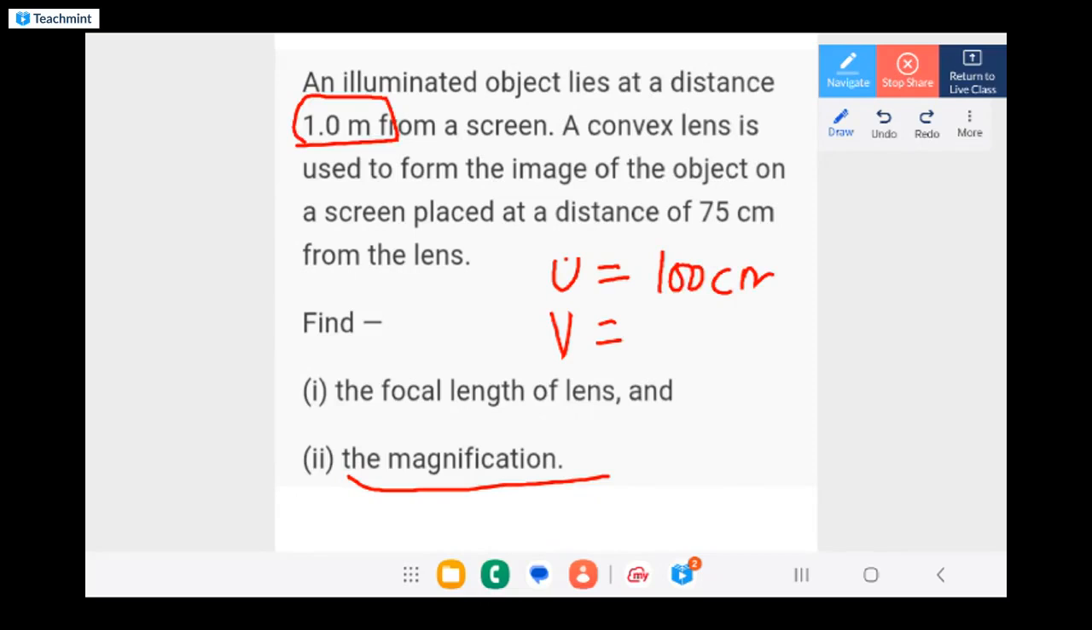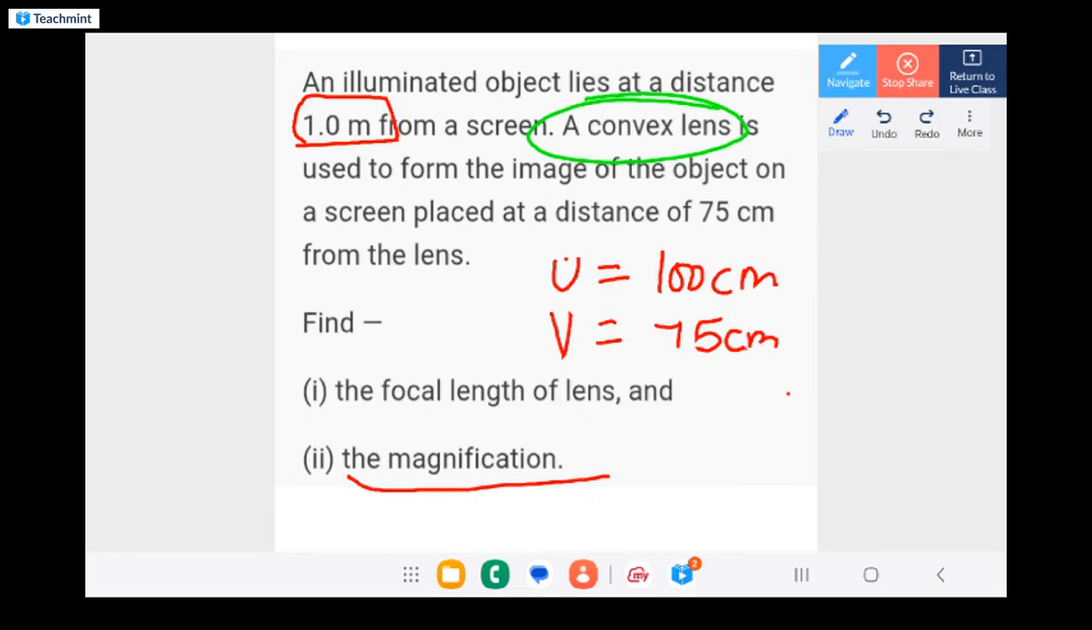Now the question is you have to put the sign. So what will be the sign associated with U and what will be the sign associated with V? Because it's a convex lens, it's mentioned already. What is the sign of U and V? Positive or negative? Yes, Rachel. U value, should you take it positive or negative? And also tell me for the V value. Ma'am, V is positive and U is negative. Correct.